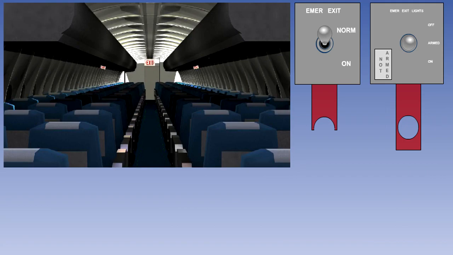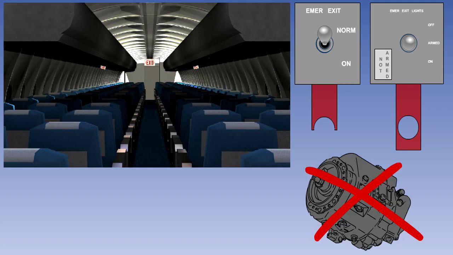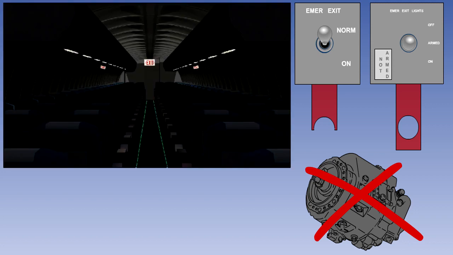With the flight deck switch in the arm position and the cabin switch in the normal position, the emergency light control circuit is armed. It is monitoring the aircraft's essential electrical system, and provided this system is normal, the emergency lights will be extinguished. If the aircraft's essential electrical power system fails, the emergency lights will illuminate automatically.